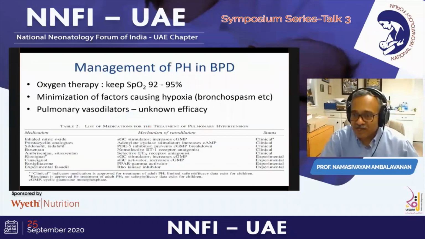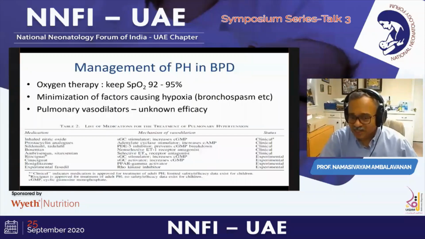Oxygen therapy, like I mentioned, keeping saturations a little higher would reduce hypoxic vasoconstriction. And you want to avoid factors which can cause hypoxia, such as bronchospasm. Pulmonary vasodilators are of unknown efficacy. I mean, they work in animal models. They work if you are doing a cardiac cath and you can show that they cause vasodilation. But what is their long-term effect? That we don't really know.